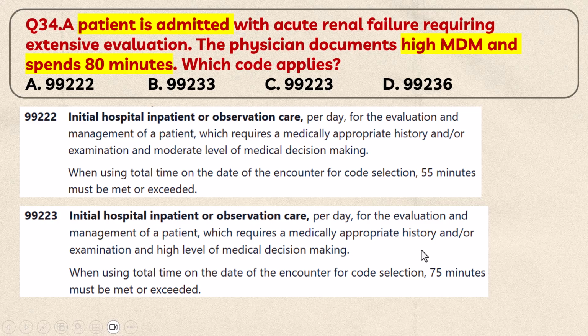So when you go to the code 99222 for initial hospital inpatient and observation care, here the moderate level of medical decision making and time is 55 minutes. In our case, it is high MDM. So 99223 is initial hospital inpatient or observation care per day for evaluation and management of a patient, which requires a medically appropriate history and examination and a high level of medical decision making. When using total time on the date of encounter for code selection, 75 minutes must be met or exceeded. So here both are given. Whichever is higher, you have to code. Here both are indicative of high MDM. So the correct answer will be answer C.